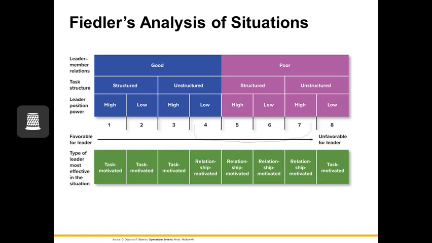Since, according to Fiedler, we can't change the leader's style without changing the leader, to move to a more favorable situation or a match between leadership style and situation, we should focus on elements of the situation that we can change. For example, if we're in situation 4 and we have a task oriented leader, then increasing position power is going to provide us with a more favorable situation and create a much better match between leadership and the situation.